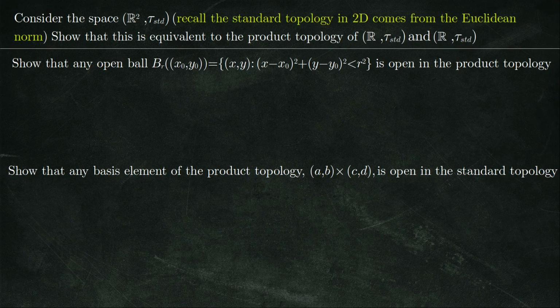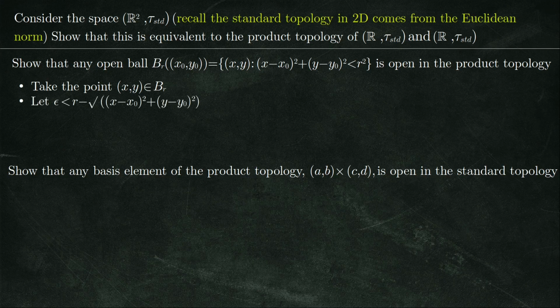So let's have a look at the first one. Firstly, we take any point (x, y) inside the open ball. We now want to show that we can fit an open rectangle containing (x, y) inside that open ball. So let's let epsilon equal r take away this square root. And here epsilon, or this right hand side, is the distance from (x, y) to the circumference. And therefore epsilon is any value smaller than that distance.